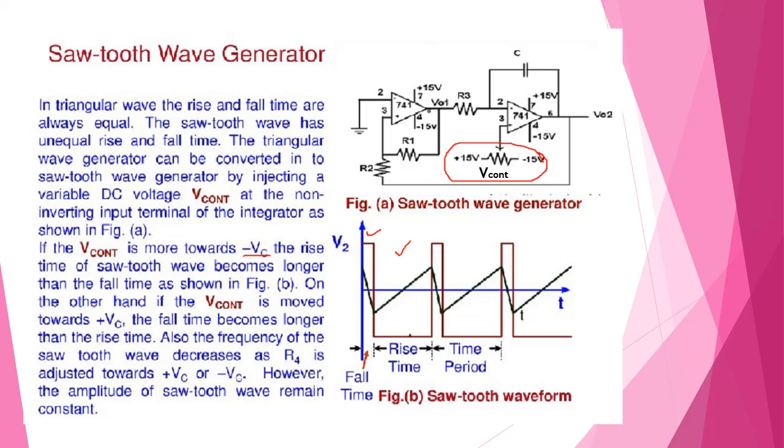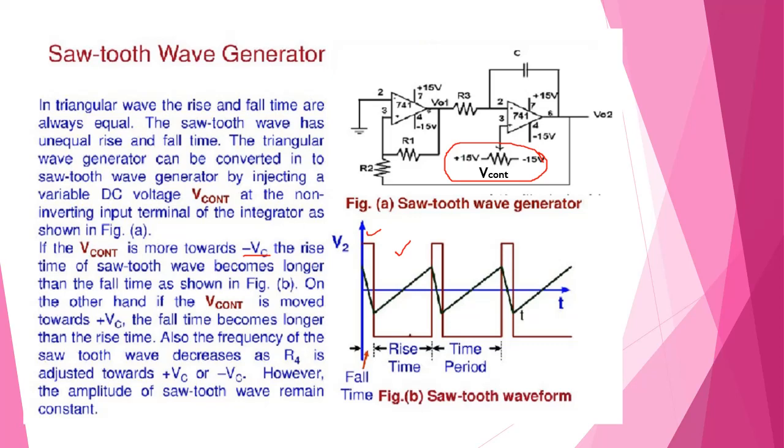And here a potentiometer is also connected to the DC voltage controller. One end of the potentiometer is connected to plus VCC, the other end is minus VCC, and the potentiometer wiper is directly connected to the non-inverting terminal of the integrator. If V control is moved toward minus VCC, the rise time of the sawtooth wave becomes longer than the fall time.